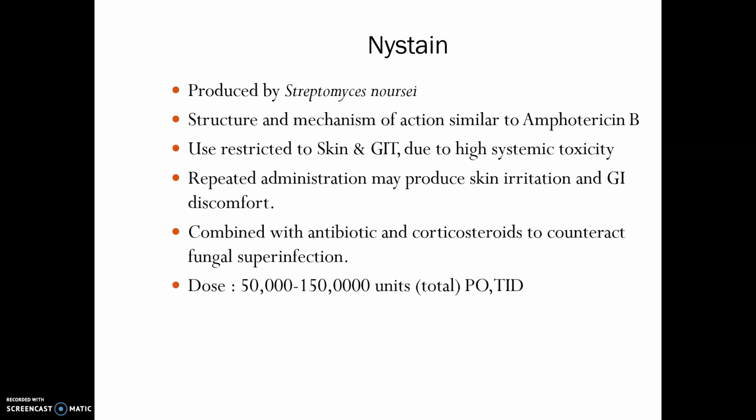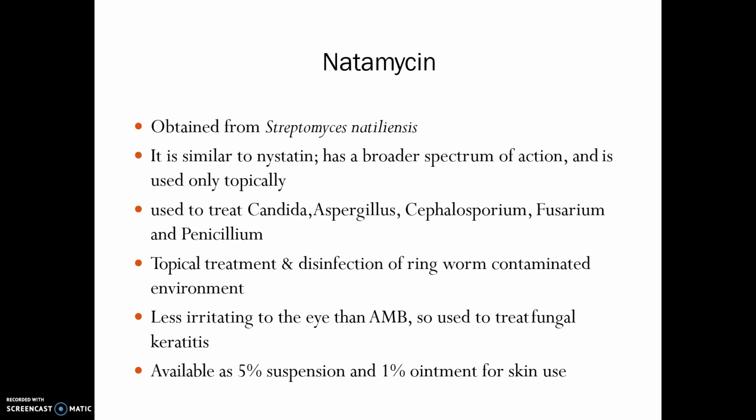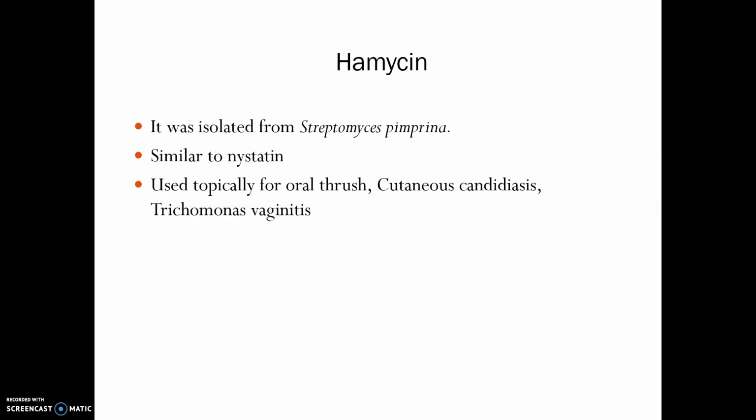The next drug is nystatin, produced by Streptomyces noursei, and this is not of much interest. Then natamycin, obtained from Streptomyces natalensis. It is less irritating to the eye than AMB, so it is used to treat fungal keratitis and eye infections in animals and human beings. It is also used to treat Candida, Aspergillus, Cephalosporium, Fusarium, and Penicillium. It also has a broad spectrum of action.